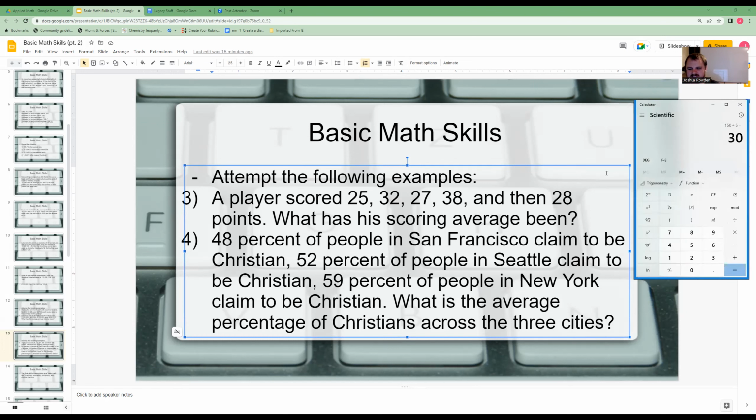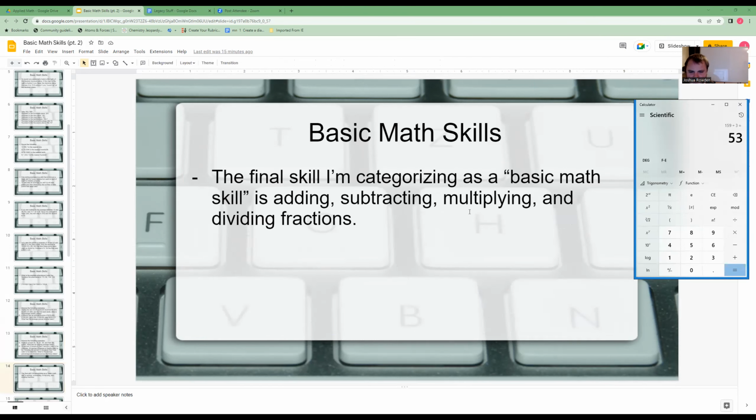Okay, let me just say with this, if you were in some type of a data analysis class, which we're not going to go that deep with this, you would not just average these 3 straight across. You would figure out how many people are in each place, but we're not getting into all that. Let's just average the 3 numbers. 48%, 52%, 59%. So 159 out of 3 examples. So 53. So out of the 3 cities, on average, it's 53% Christian across the 3 cities. So that's how we do average.